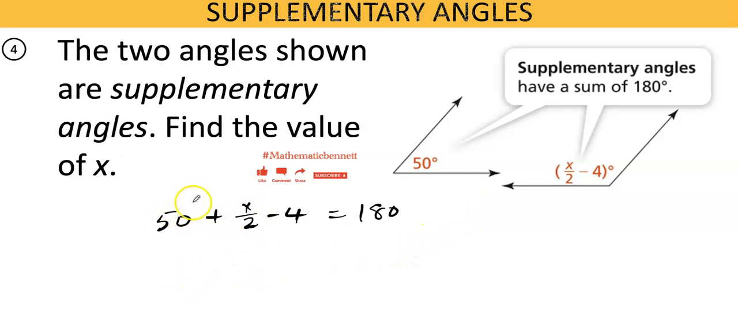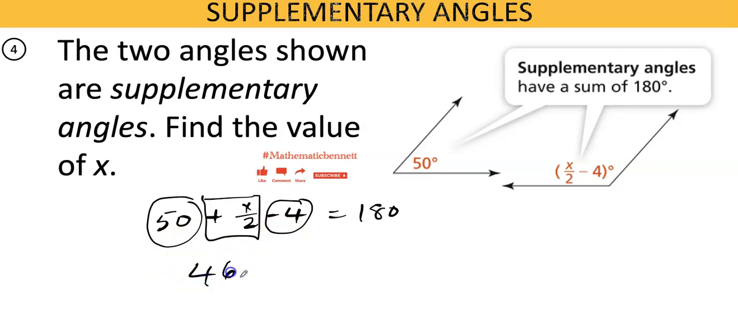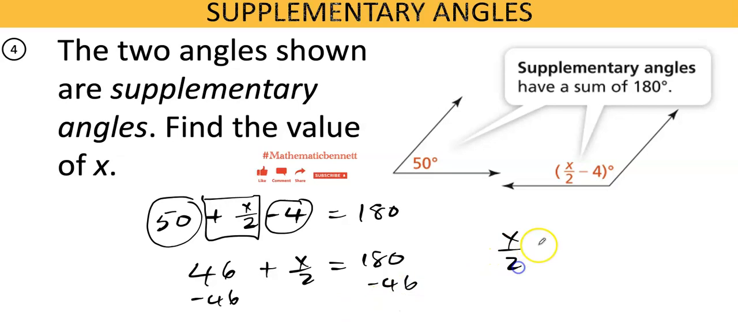Alright, we can identify our like terms. So we have 50 and minus 4, and the term with x in it is different. So 50 minus 4 would give us 46, plus x over 2 is equal to 180. We can subtract 46 from both sides, and we see that x over 2 is equal to 134. From there, to get x by itself, we need to multiply both sides by 2. So we see that x would be equal to 268.